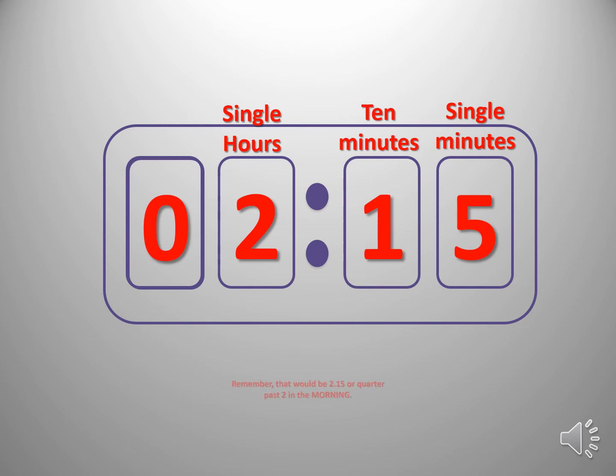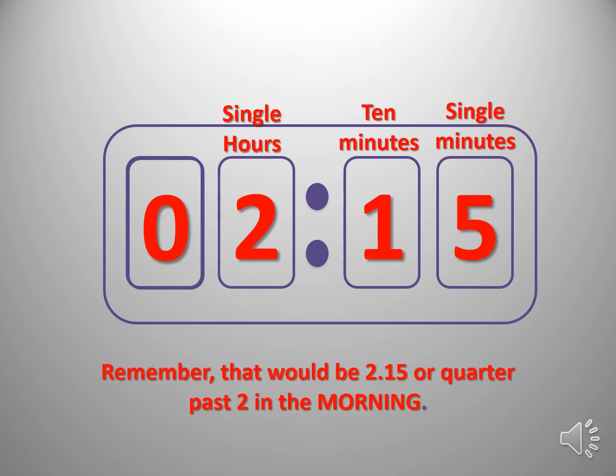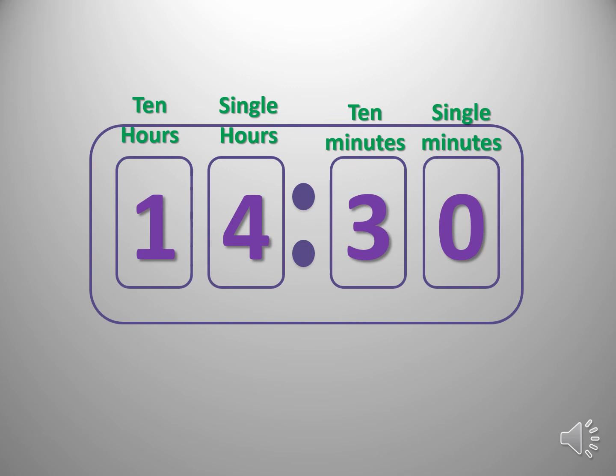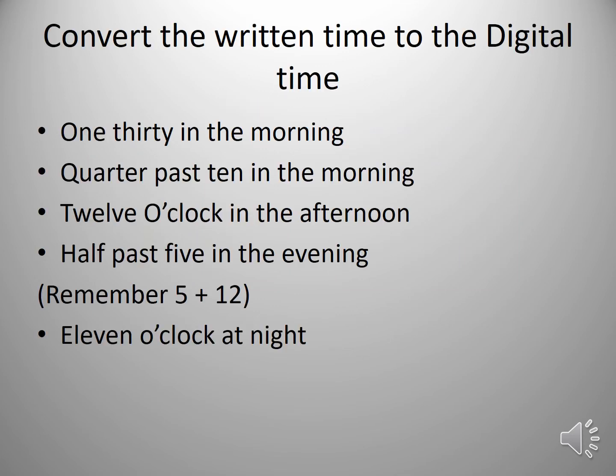Let's have a closer look at a digital clock. So we see here 02:15. So that is 2:15. But we can see that there are no 10 hours to this. It starts with a 0. So it confirms to us that this is an AM time. By comparison, here's an example of a PM time. We can see 10 hours here, single hours, so we've got 1, 4, 14:30, 2:30 in the afternoon.